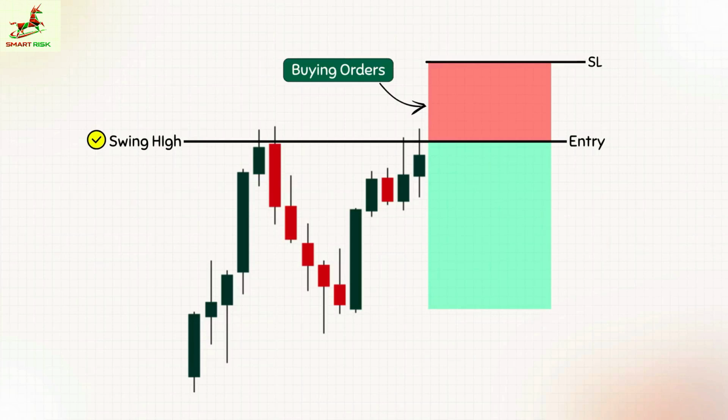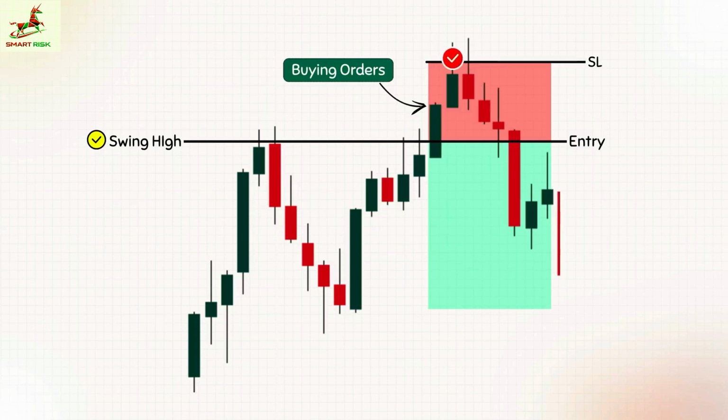Now, whenever operators need to sell, they need retail buyers. So they push the market up, hit all these sellers' stop losses, which triggers those buy orders, and the operators get the buyers they need to execute their sell orders.